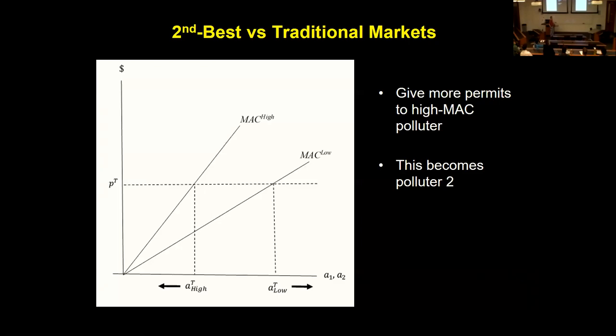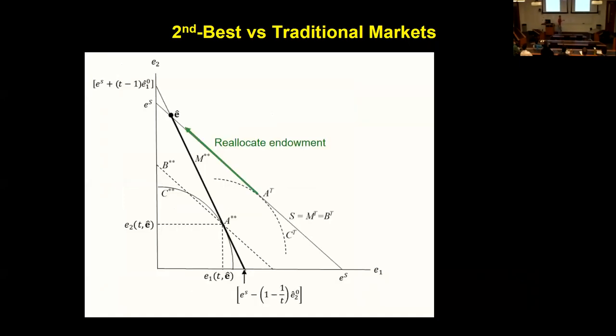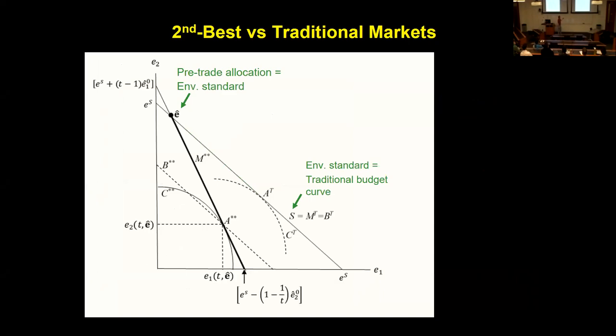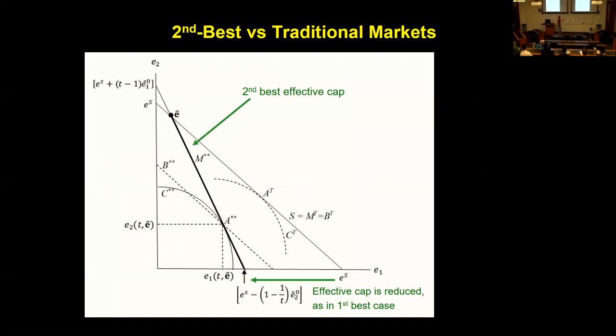Right? If I'm going to move from that efficient equilibrium initially and give more permits to one group, the group I want to give them to is these guys, because the cost savings to them from that initial allocation is going to be huge compared to the low cost people. So if I give more permits to these guys so they can abate less, in the initial permit allocation, these guys have to be made to abate more, so I'm going to have to give them fewer permits. So I'm going to call E2 my high cost polluters and E1 my low cost polluters. This becomes my pre-trade environmental standard. This is my second best effective cap. And as you see, the effective cap is reduced.